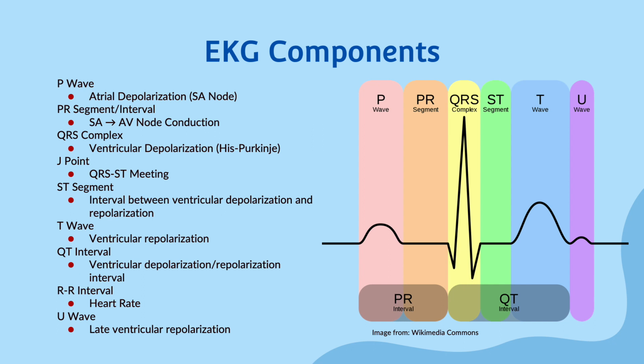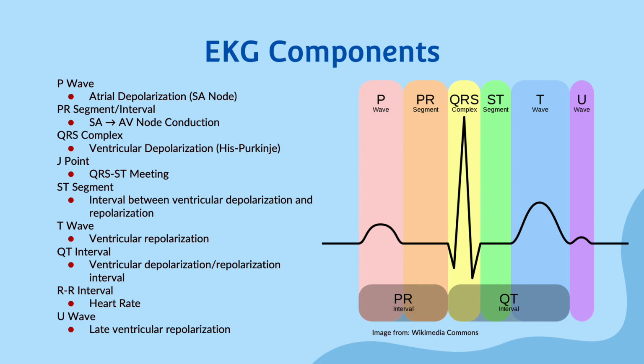The ST segment represents the period of time when the ventricles have depolarized but are not yet repolarizing. It starts after the J point and ends at the beginning of the T wave. It is usually isoelectric, meaning it is at the same level as the PR segment.